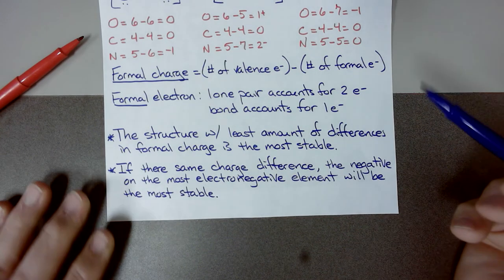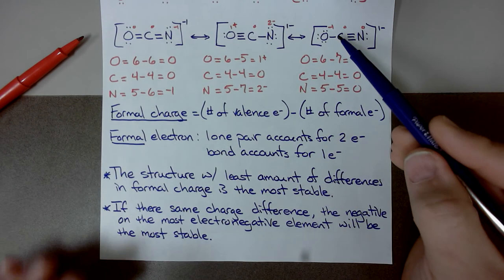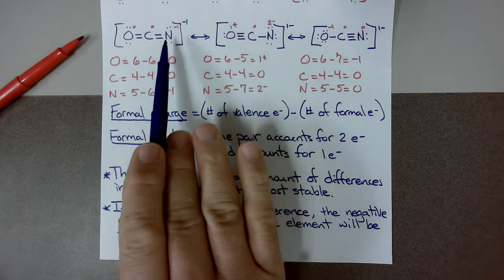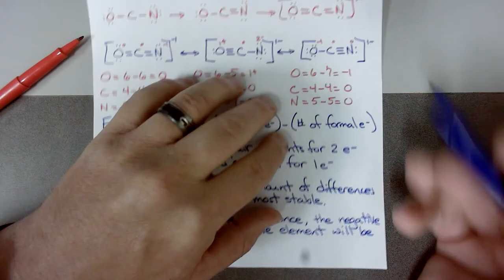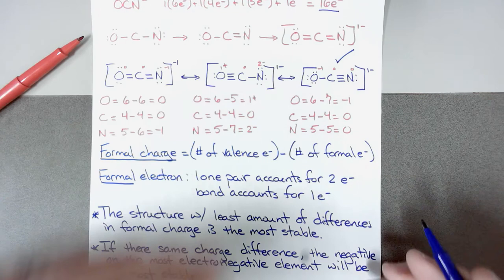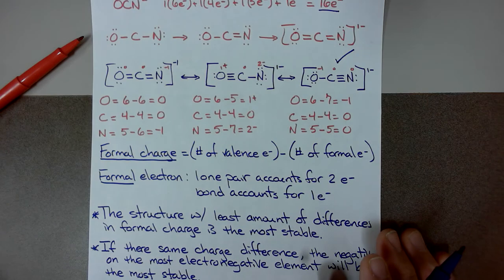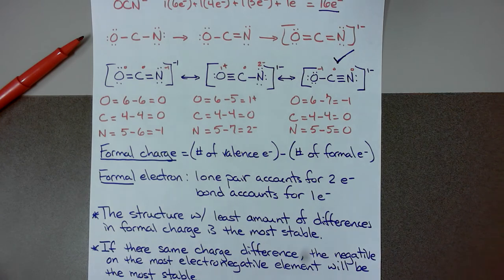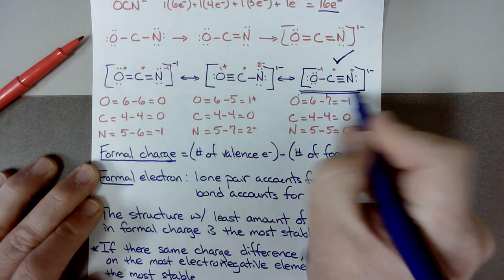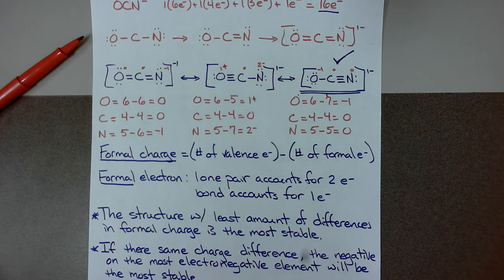So let's look back up here, and this has a negative on oxygen and this has a negative 1 on nitrogen. Oxygen is more electronegative than nitrogen, therefore this is the most stable structure for OCN minus. That's a check to say yes, that's the most stable. I'll put an underline under it just so you know, most stable. Okay, so let's just look at one more and see how that works. So let's practice one more compound and then we will stop this video for today.